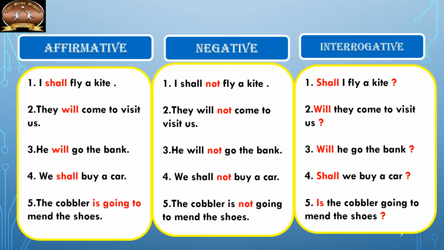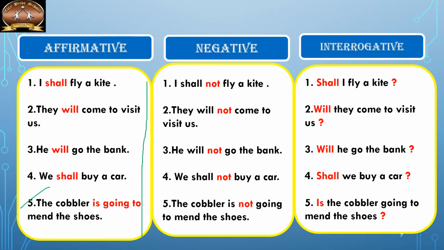Now, changing an affirmative sentence to negative and interrogative is very easy, since the helping verb is already there, and the helping verbs are shall and will, or am, is, are. So: I shall fly a kite, they will come to visit us, he will go to the bank, we shall buy a car, the cobbler is going to mend the shoes. All these affirmative sentences are in line with the structure that we have learnt earlier.